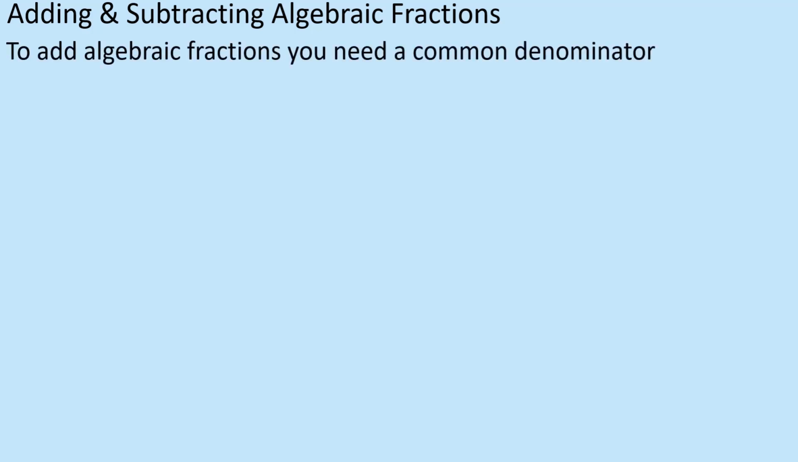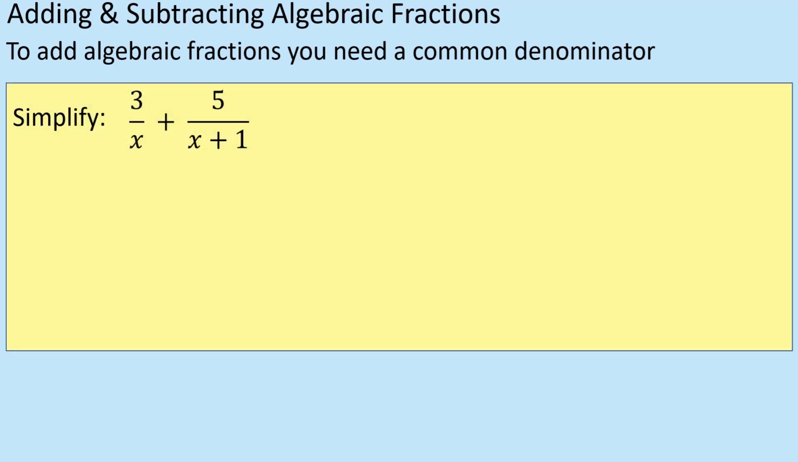In order to add or subtract fractions, we first need a common denominator. That would be the same for any fraction, algebraic or otherwise. So let's look at an example. We've got 3 over x plus 5 over x plus 1. It might look a little bit complicated in terms of what you need to do, but the process is relatively straightforward as long as you stick to that process.